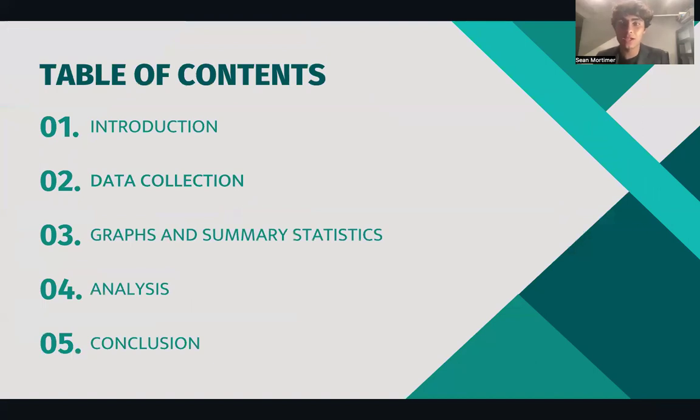Here's the table of contents. The first slide, we have the introduction. The second slide, we have the data collection. The third slide, we have graphs and summary statistics. The fourth slide, we have analysis. And the fifth slide, we have our conclusion.